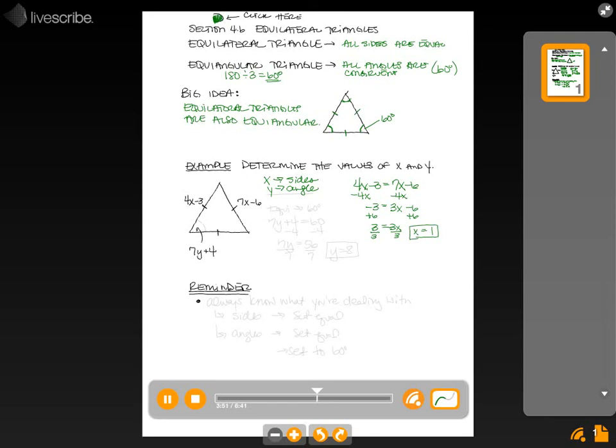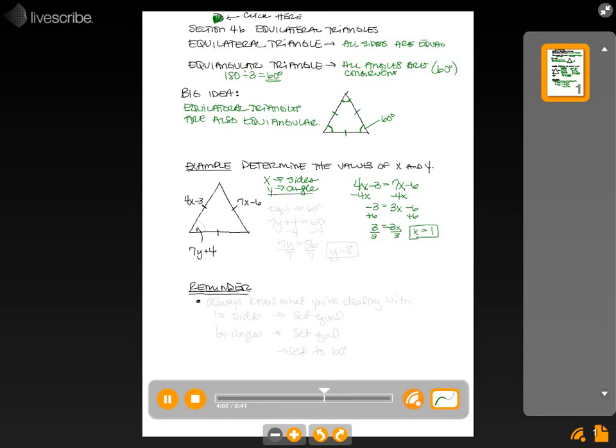Now, we're finished with that problem. Again, it doesn't ask us for the side length. We could plug it in and check and see if we got it right, that our sides would be equal, but it only asks us to find x, so we can stop there. We don't need to plug it back in. That's to find x. To find y, y deals with an angle.